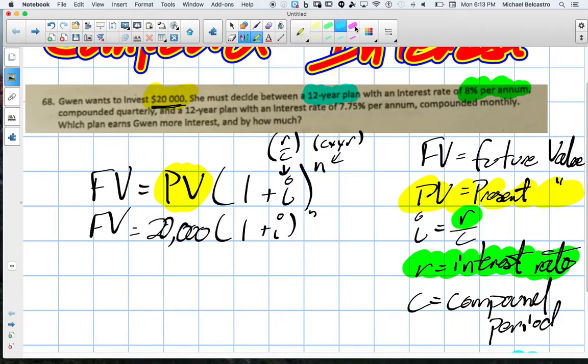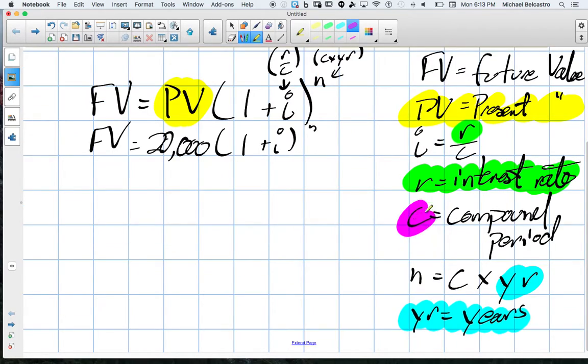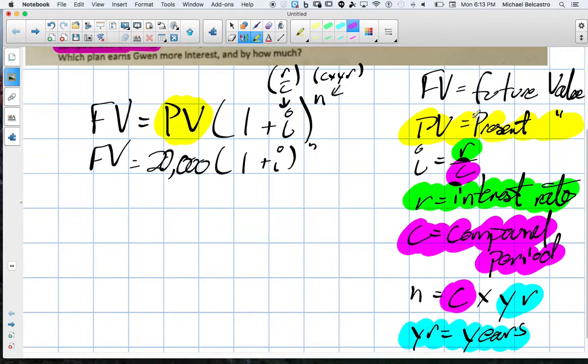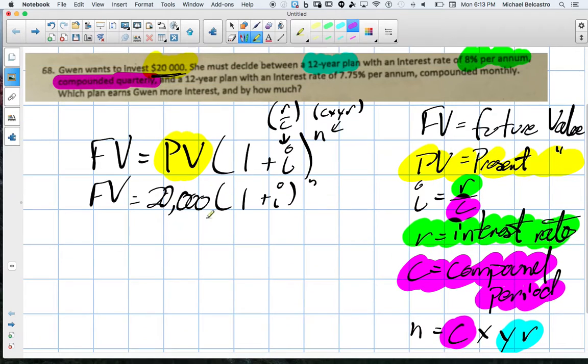And compounded quarterly, that's what's really important. I hope this isn't too dark. Oh no, that worked. Quarterly. So compounded quarterly means happening 4 times a year. So that's our compound period. That's part of both of those formulas. So now that we have R and C, we can calculate I. Now that we have C and YR, we can calculate N. So I'm going to put those values in and show you how we can calculate them.